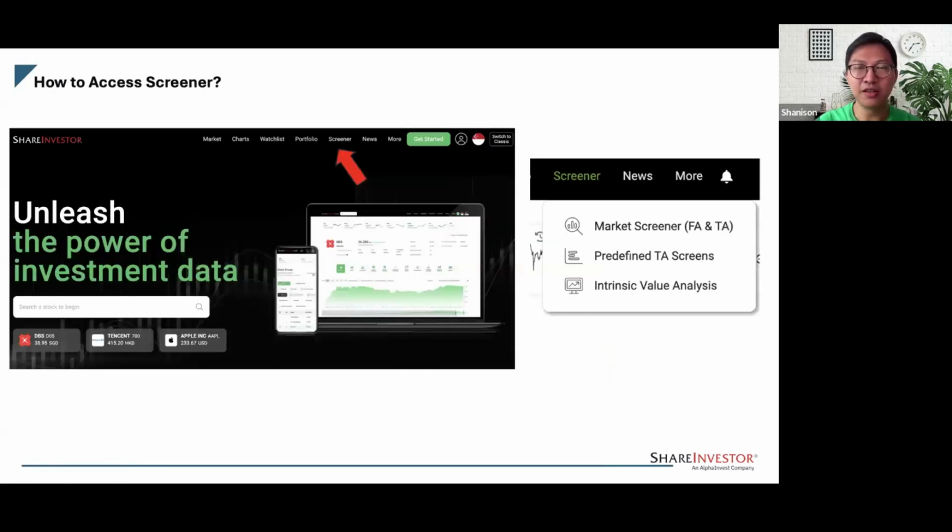So how do you access the screener? Under the new shareinvestor.com, on the top menu bar, we have this screener, you can see under this red pointer here. You can click on it, and it has three main submenus. The first one is market screeners. So TA and FA both covered, predefined TA screens, and also intrinsic value analysis.